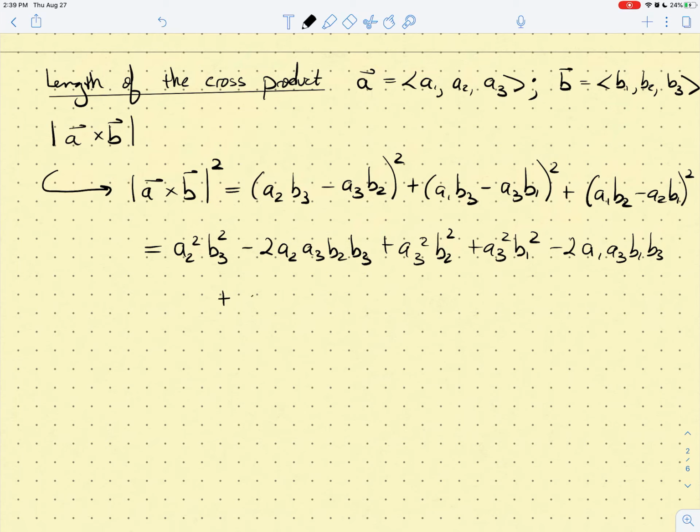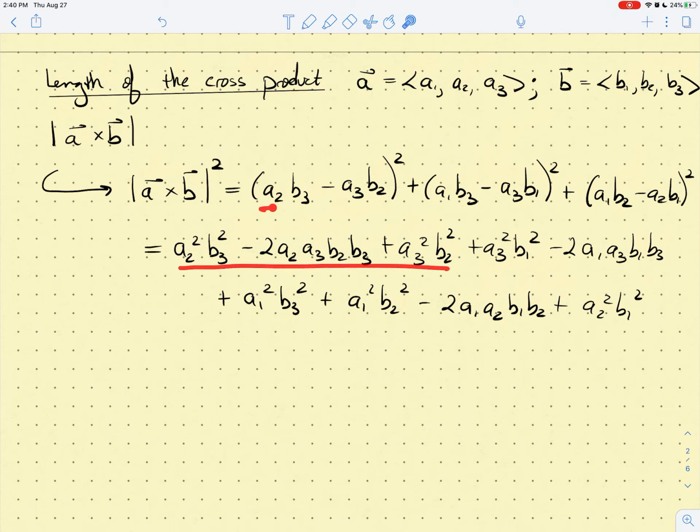Plus, I need to drop down another line, A1 squared B3 squared, plus A1 squared B2 squared, last one now, minus 2A1 A2 B1 B2, plus A2 squared B1 squared. So I didn't think through the foiling of each piece out, but when you foil them out, this goes with this one, this goes with this one, and then this one goes with the last one. So I just foiled them out. And now if you do some factoring and some grouping, I'm not going to work through all this. This is where the magic happens, but you end up with the following.